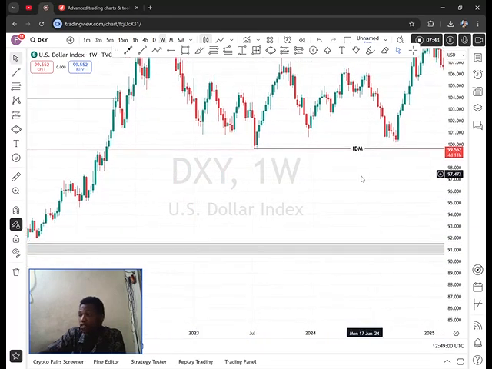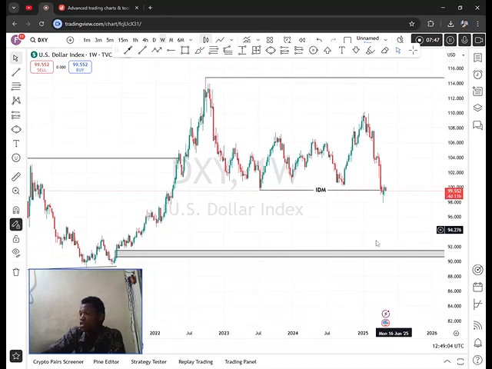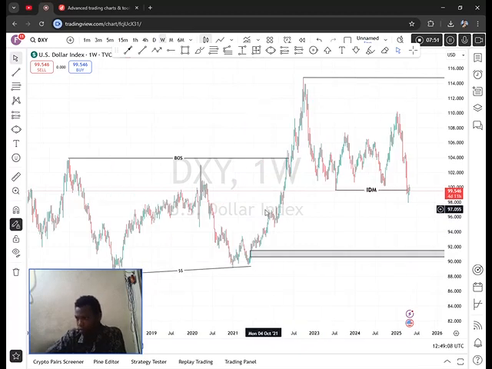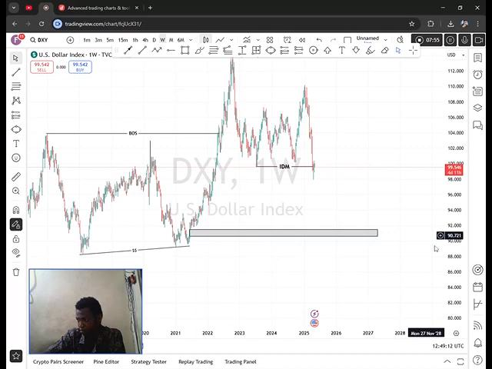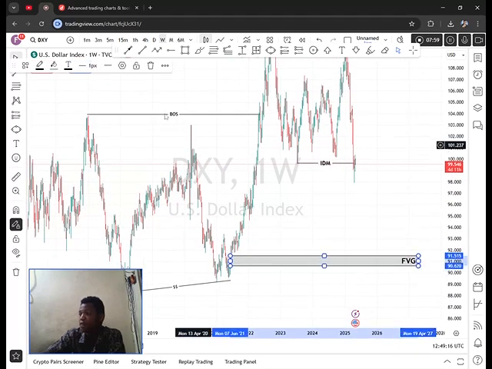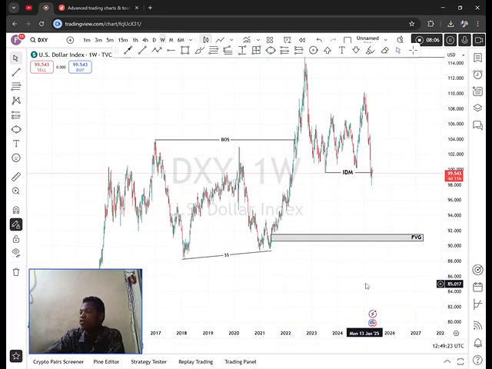Point of interest can also be used as entry, but for me, I call it POI. So for me, my FVG is my point of interest. This is my FVG right here. This is my point of interest. So my FVG is my point of interest.